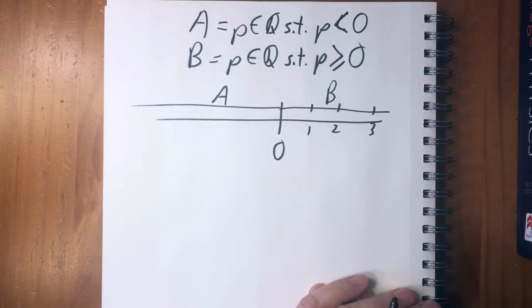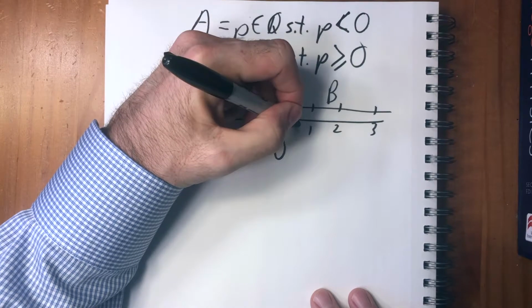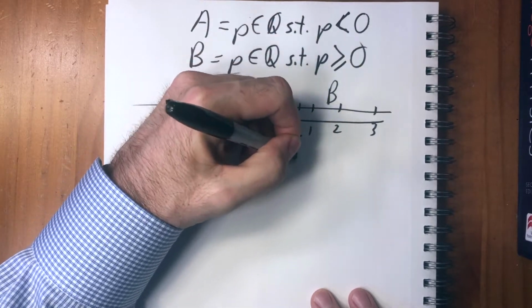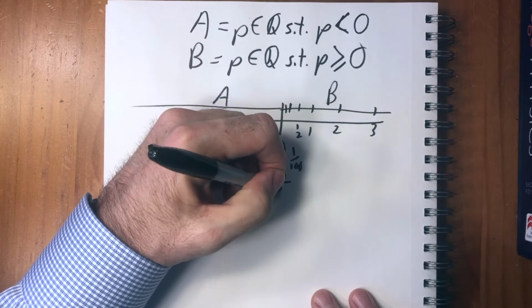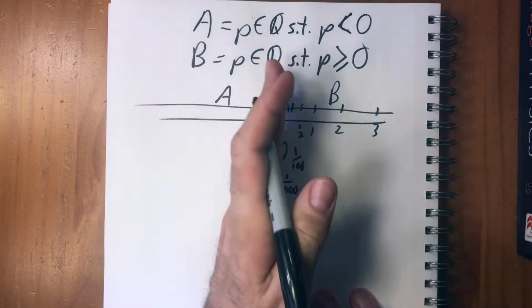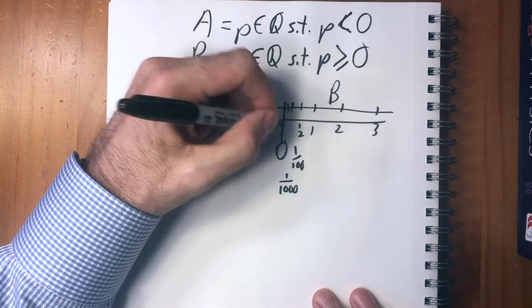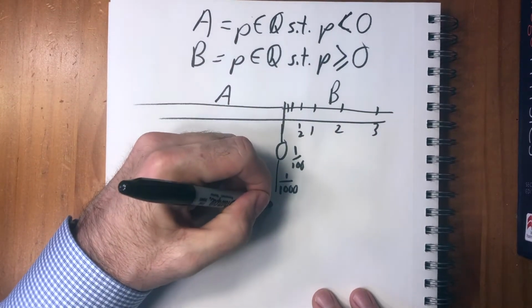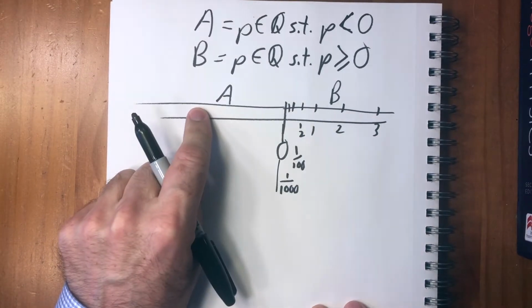And furthermore, no matter how close you get in B, if you have 1/2, 1/100, you can keep getting smaller and smaller. These are all upper bounds of A. They're all bigger than everything in A. And even 0 is bigger than everything in A. So 0 is also an upper bound of A.